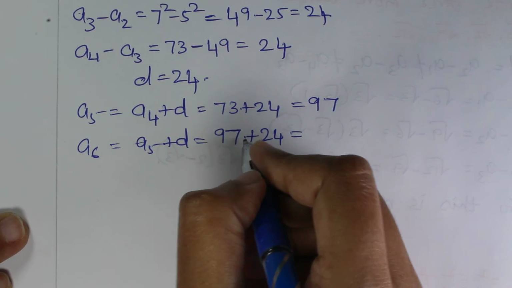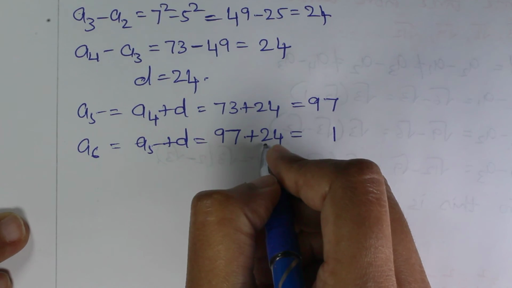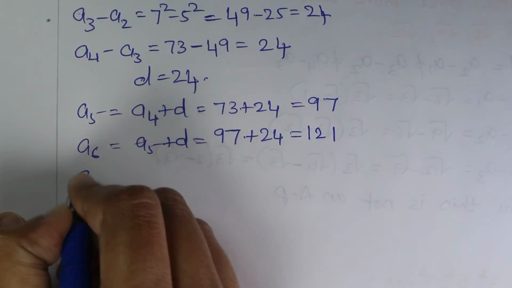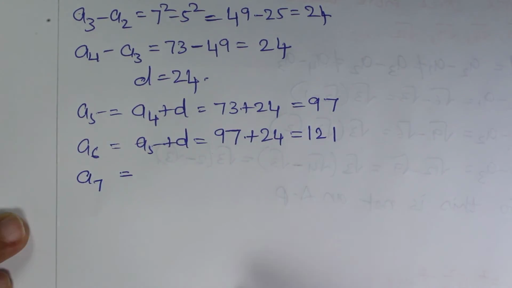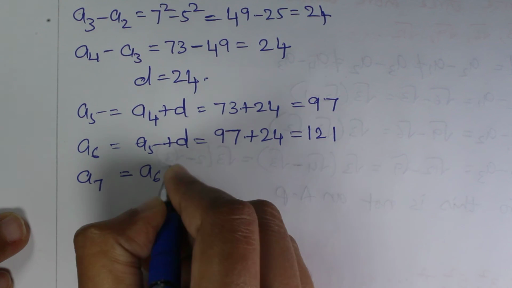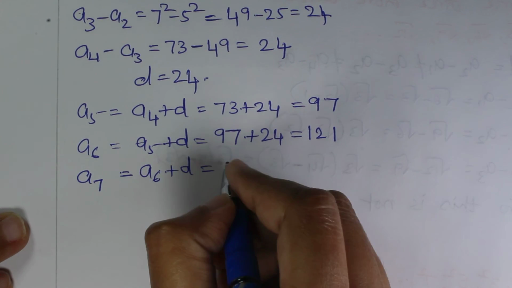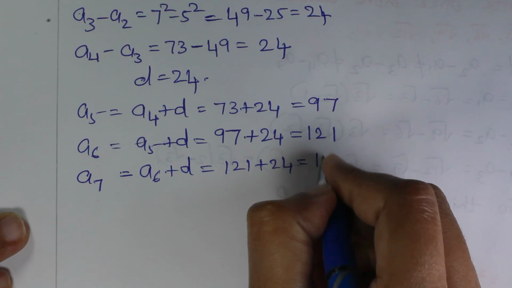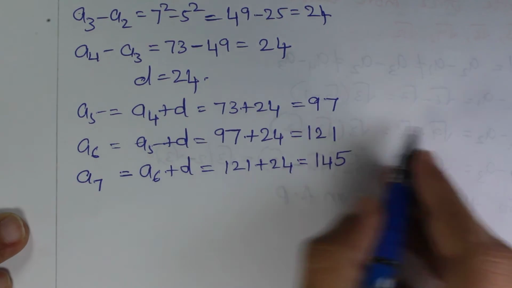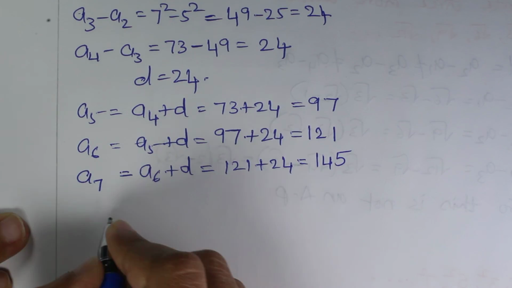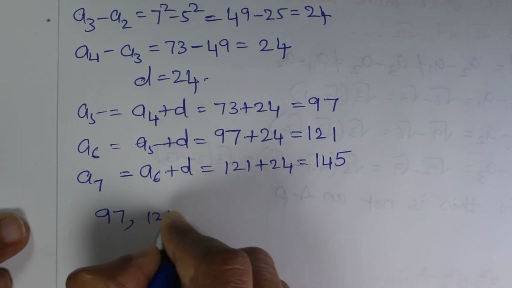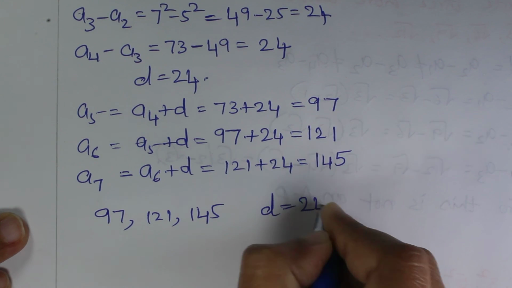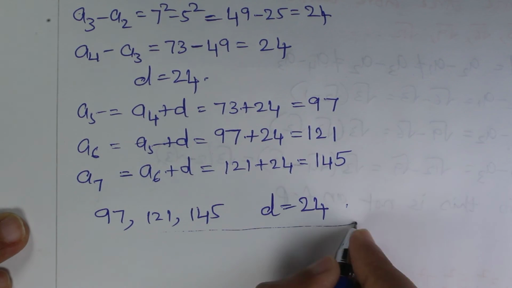So that is 121. A7 is equal to A6 plus common difference D. What is A6? A6 is 121 plus 24, that is equal to 145. So the next three terms of this arithmetic progression are 97, 121 and 145, and the common difference D is equal to 24. Hope this is clear for you.